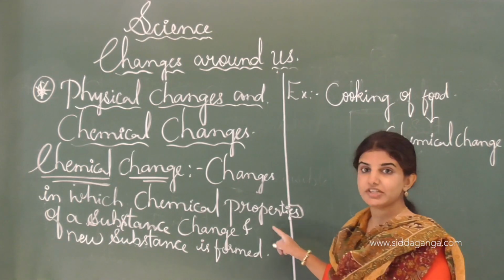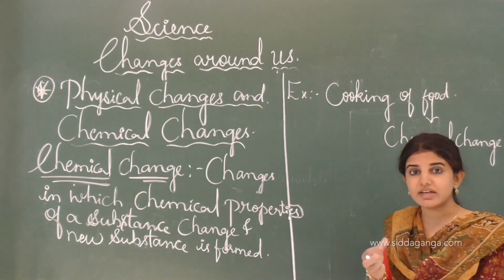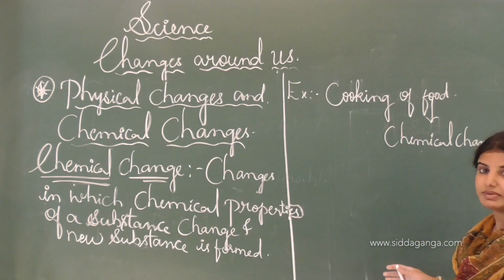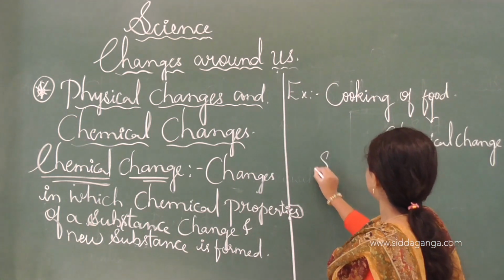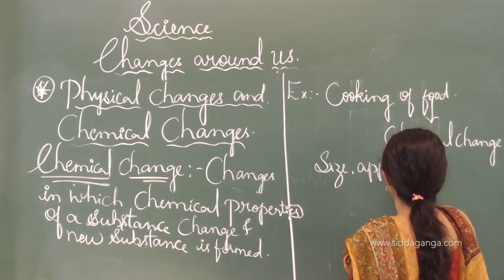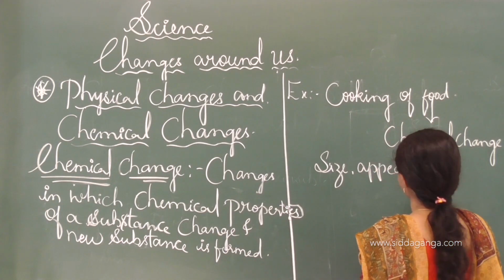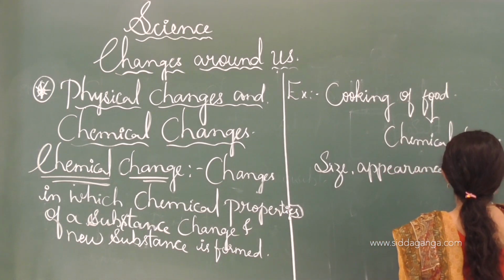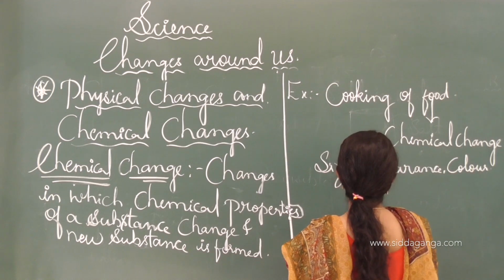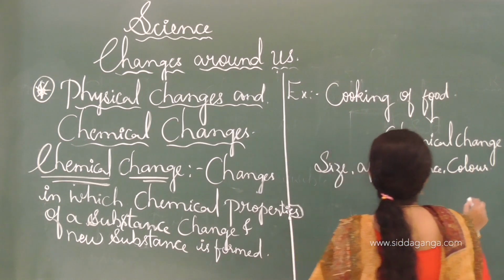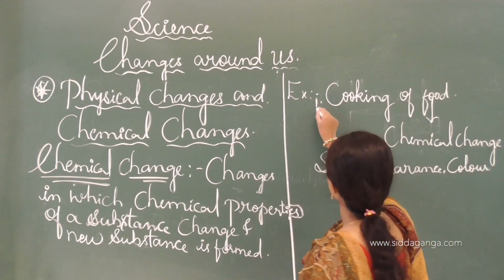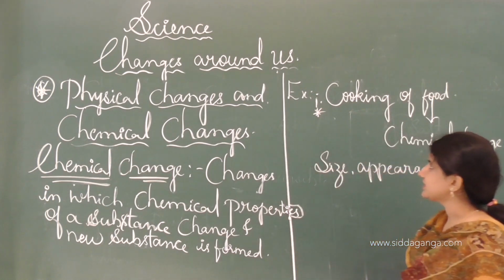Properties will be changed means size, shape, color and appearance will be different. Properties are nothing but the size, appearance, color, etc., and these will be changed. This is one example of a chemical change.